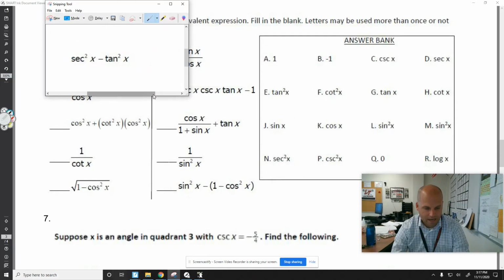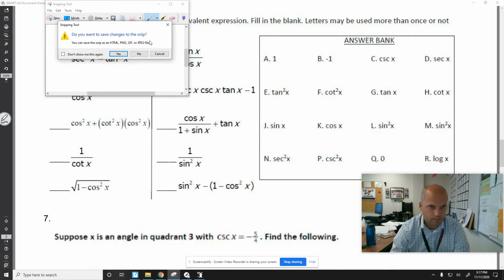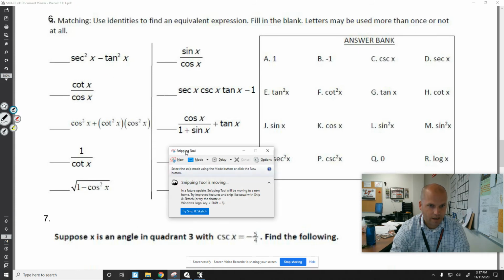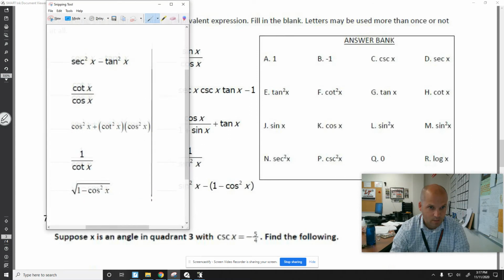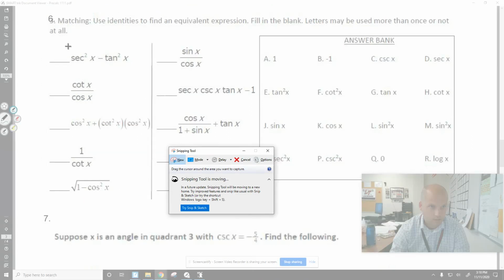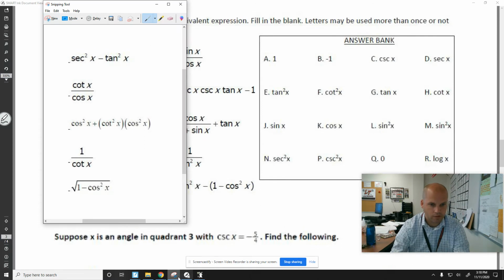Now, a lot of these are simple. A lot of these are like, hey, look at your identities. A lot of them will simplify easily. Okay.